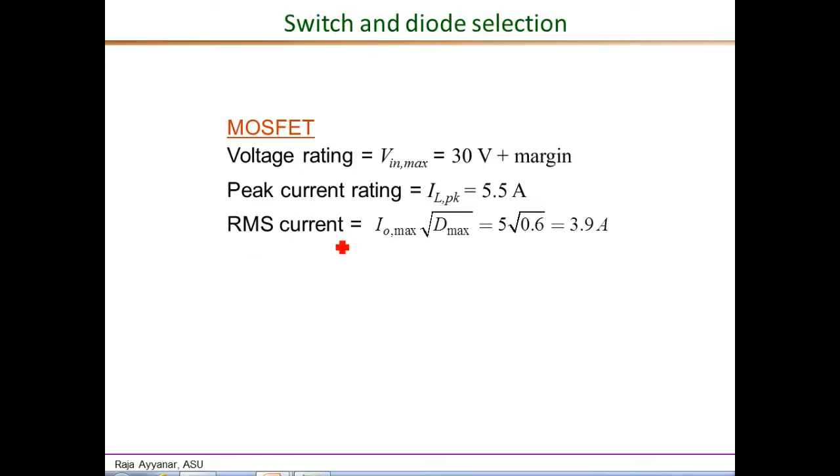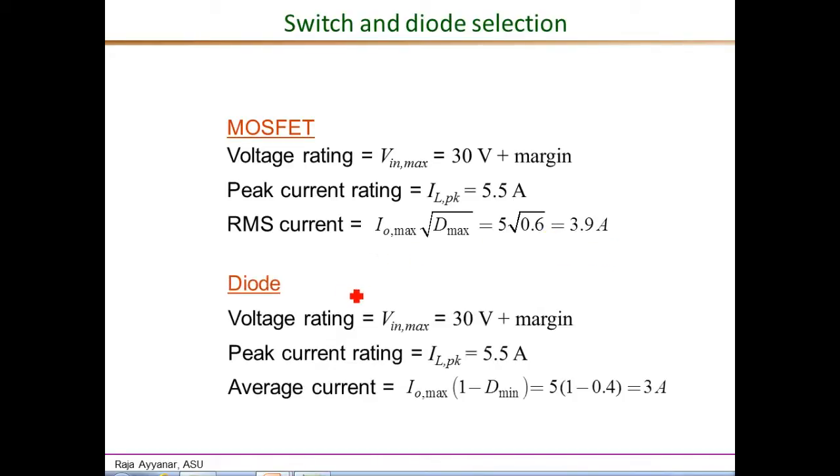And for the MOSFET, RMS current is important information to choose the MOSFET, and it is equal to IO max times the square root of the maximum D. So in our example, it is 5 times the square root of 0.6, which is about 4 amperes RMS current.